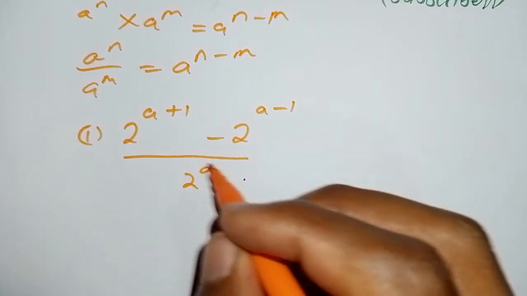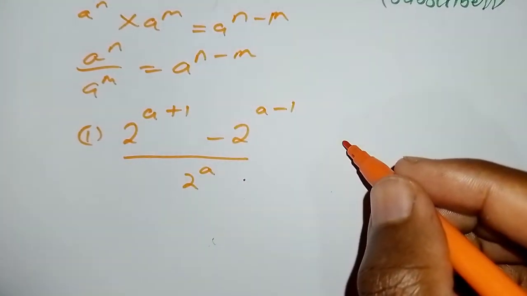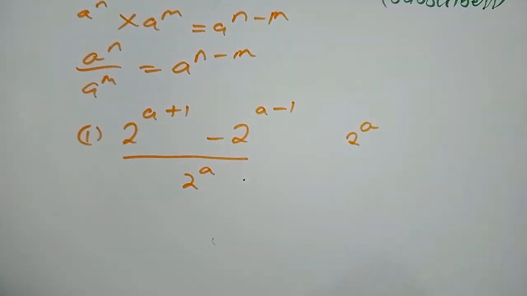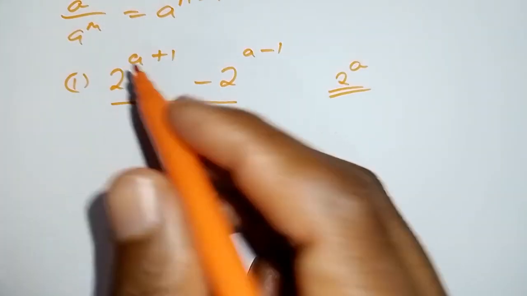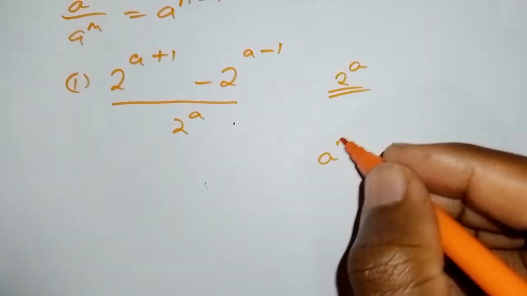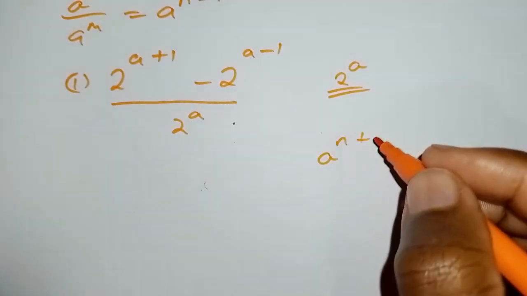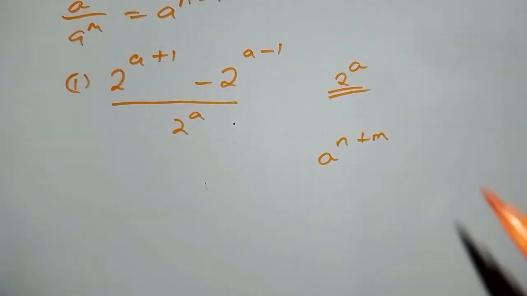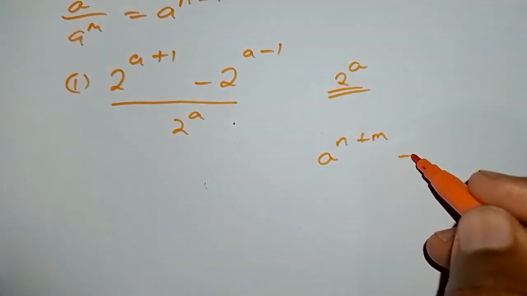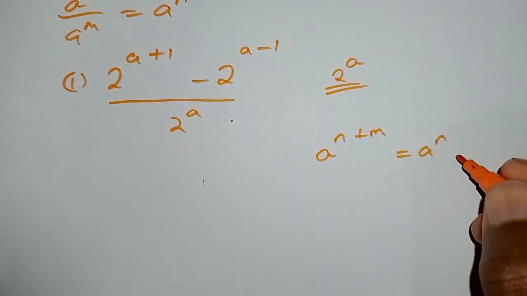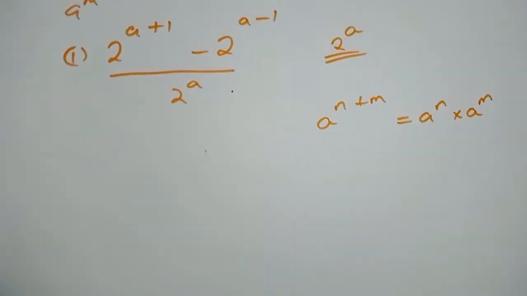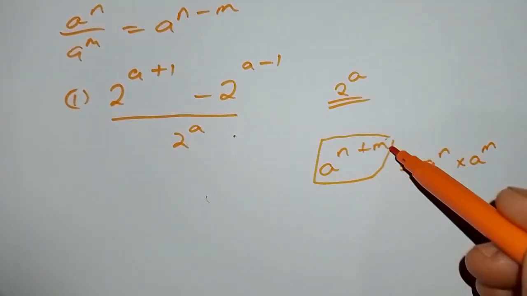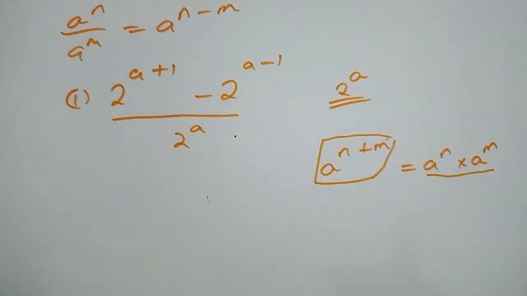How are you going to remove the fraction? The only way to remove the fraction is if you have this as a common factor. How can I make that a common factor? From the law of exponents, where I have a to the power n plus m, let me just try to reverse the law. I know that this is made of this. So it means if I have this, I can write it like that.